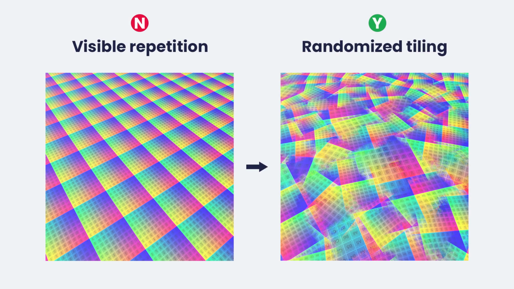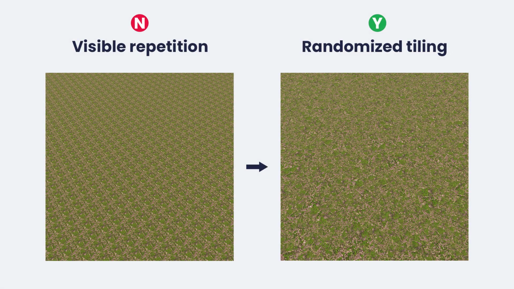What it does is that it randomizes the rotation and the scale of each texture tile and blends texture tiles together. So by using this tool, we can avoid texture repetition and tile texture endlessly without a visible pattern.